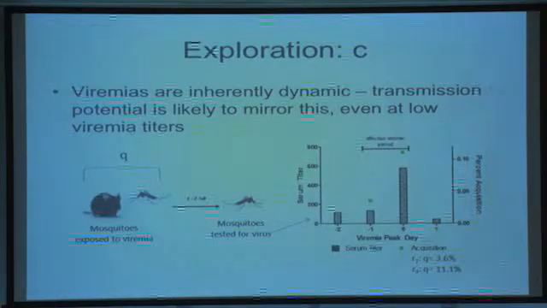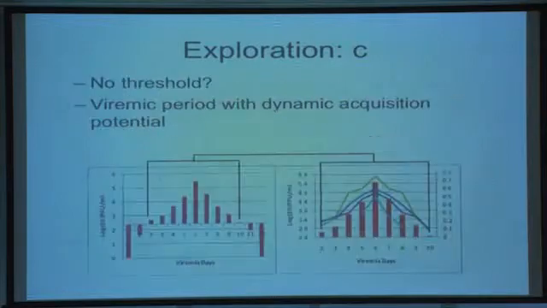In terms of viremia intensity, viremias are inherently dynamic, and transmission is likely to mirror this even at low viremia titers. And so you have to go through a viremia if you get infected. What's important to realize here is that most of the time, this is held constant. And so we're dealing with the assumption of a threshold value of viremia necessary to create an infected vector. This is an artifact of laboratory study, as far as I'm concerned.